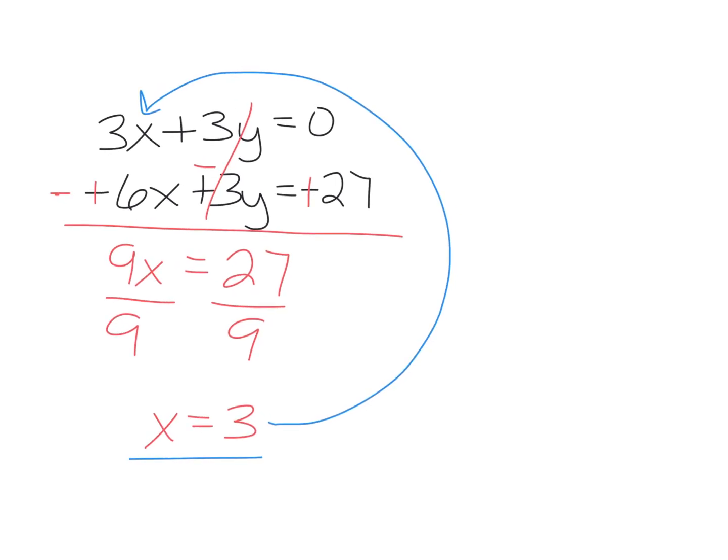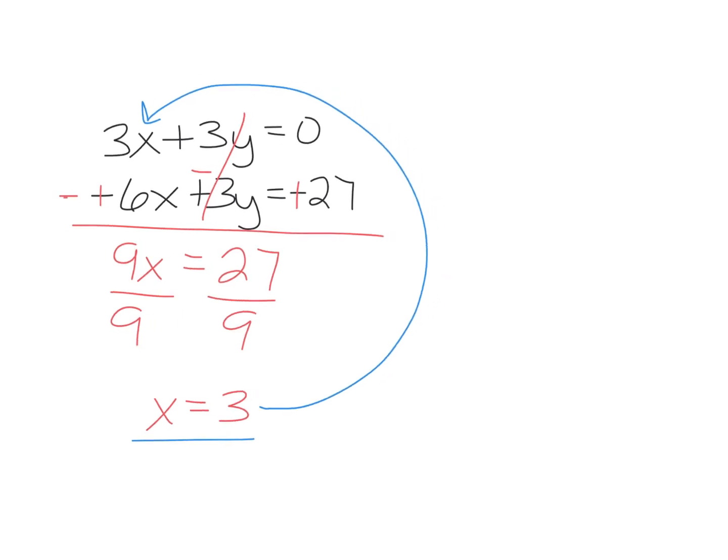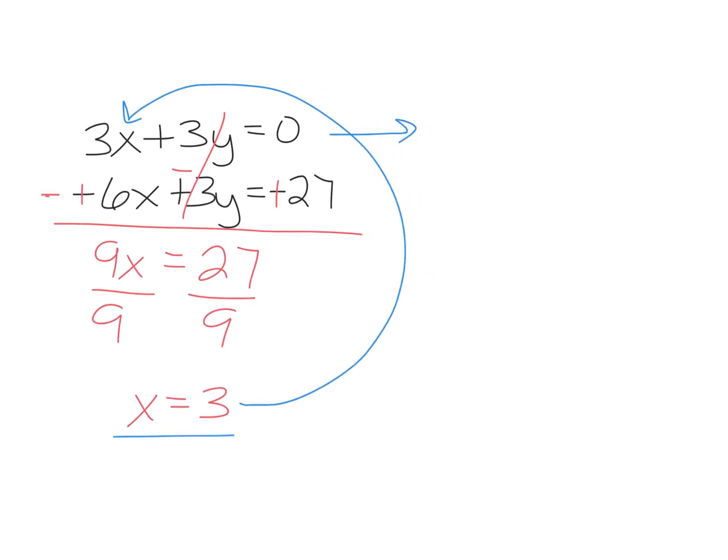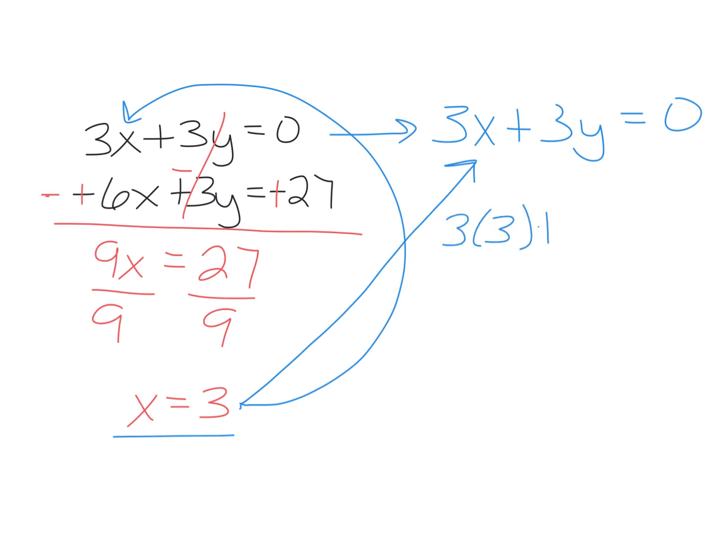So once you get your elimination step and you get one variable, you're back to substitution. So I'm just going to take this first equation. 3x plus 3y equals 0. Again, you can pick the other one. So now I'm going to take x equals 3, plug that 3 in for the x. So we have 3 times 3, and then everything else stays the same. And now you just solve. 3 times 3, 9, plus 3y equals 0.